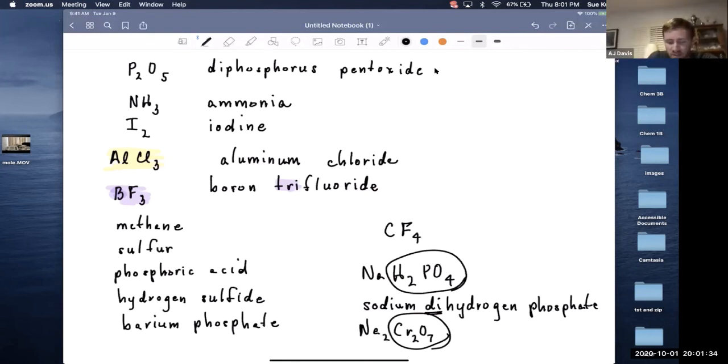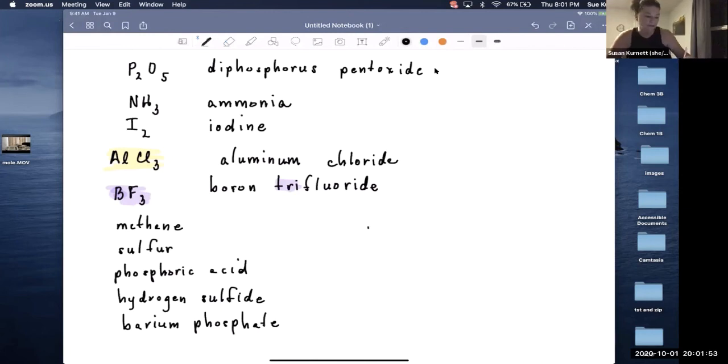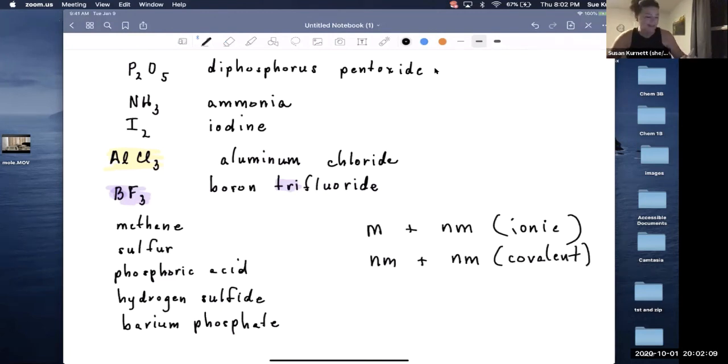Yeah, still super confusing. So you use the di and penta for phosphorus and oxygen, which are nonmetals. So diphosphorus pentoxide, right? Right. And then boron trifluoride, metalloids. Right. So if I have a metal plus a nonmetal, that's ionic. Don't use the prefixes. If I have a nonmetal plus a nonmetal, that's covalent. You probably use the prefixes, but not if there's hydrogen. And then a metalloid is going to behave like a nonmetal.